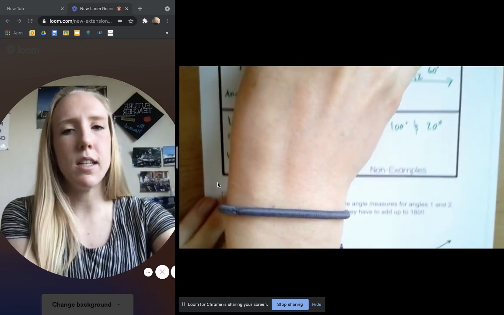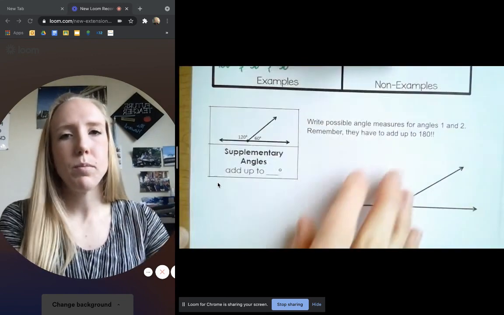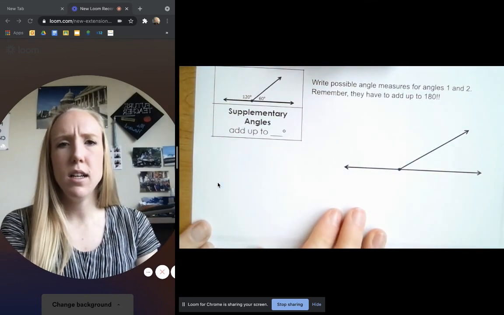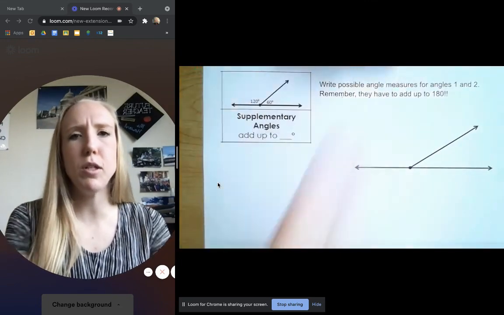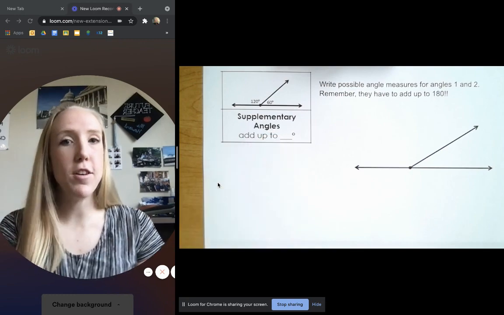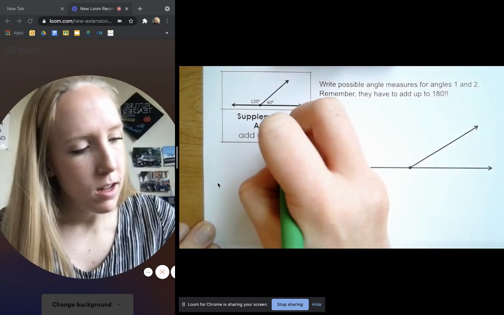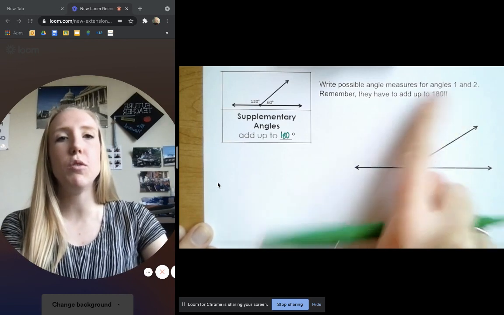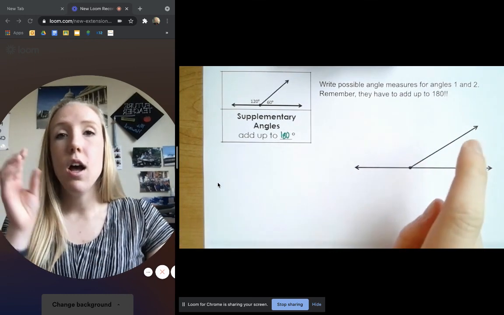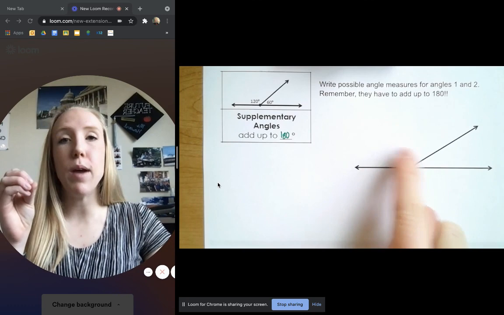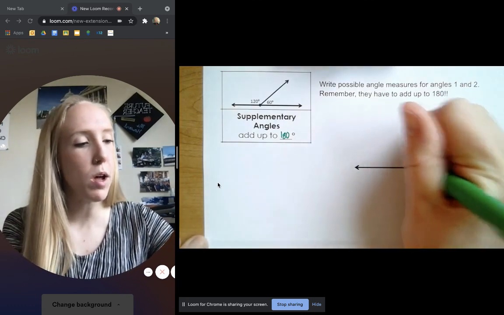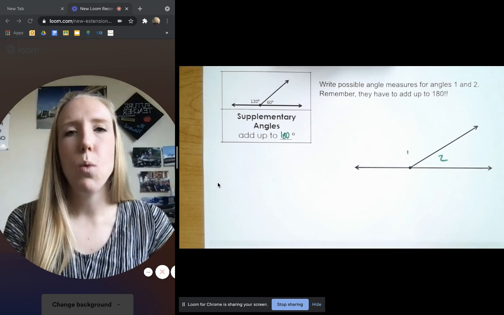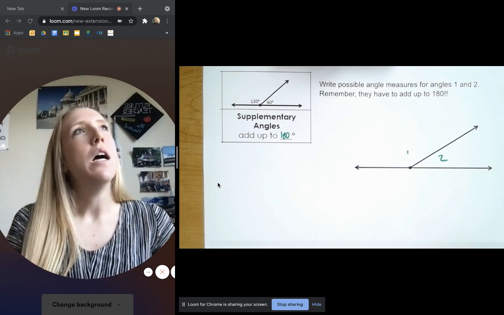So answer this. Supplementary angles add up to what? 180. All right, so write possible angle measures for 1 and 2. Remember, they have to add up to 180. Pause the video. Think of two angle measures that these could be for 1 and 2. What could these possible angle measures be?